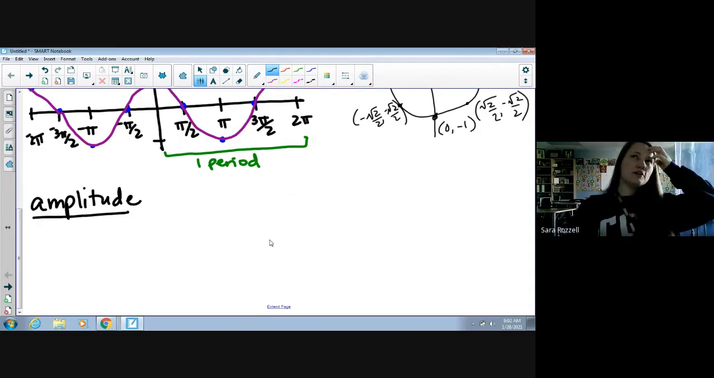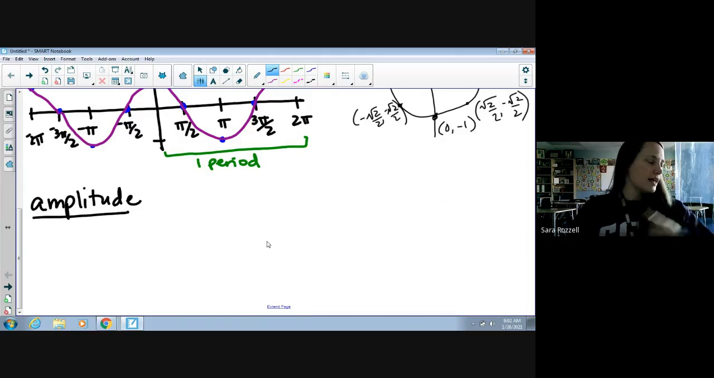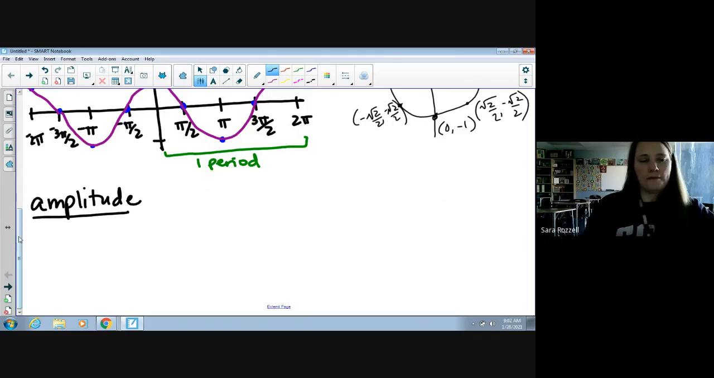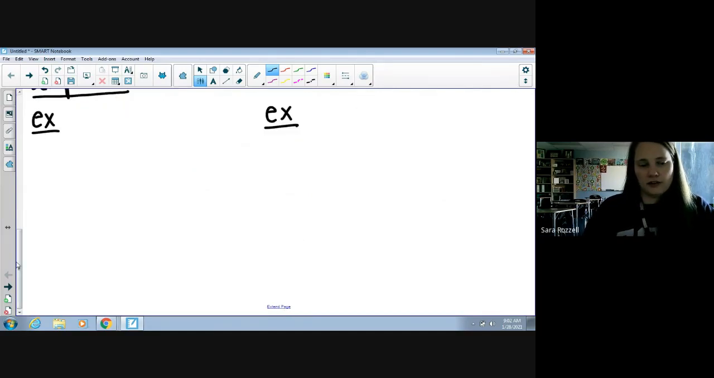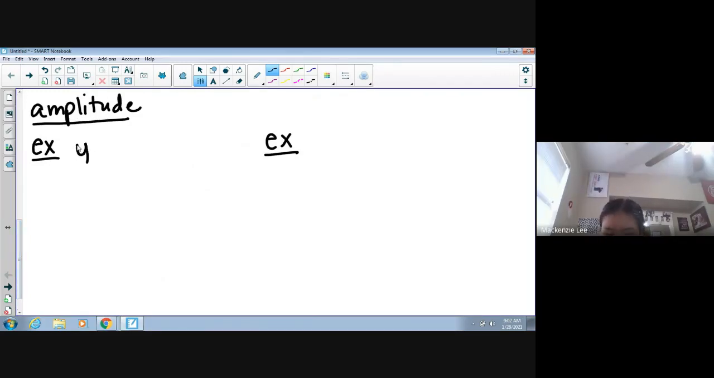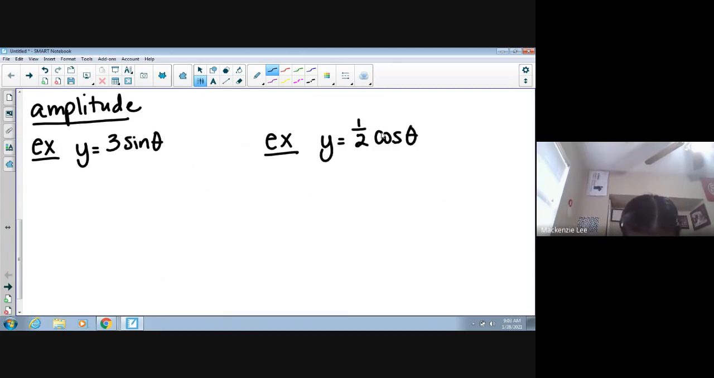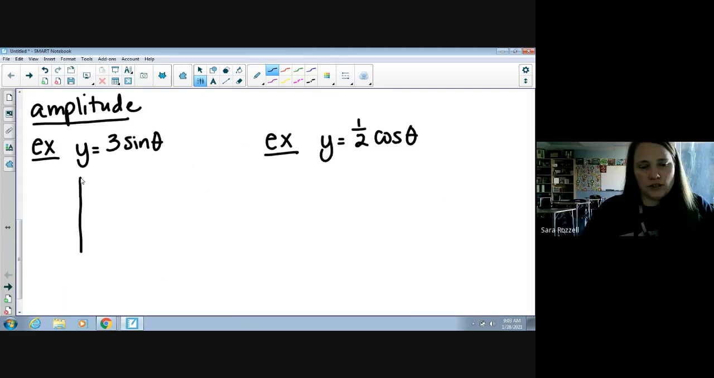And if we have a number in the front of sine or cosine, that's multiplied, that's going to be our amplitude. Okay, so we'll just do 2 examples of this. Just some real quick ones, and then we'll move on to some others. Just going to do the first period for these, just so I don't have to draw all the marks out every time.